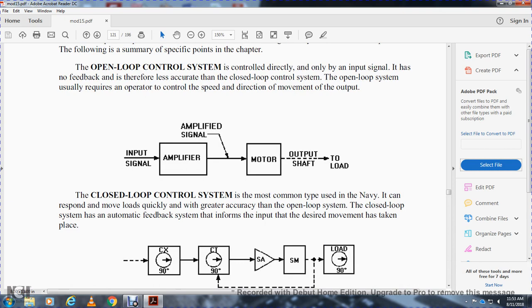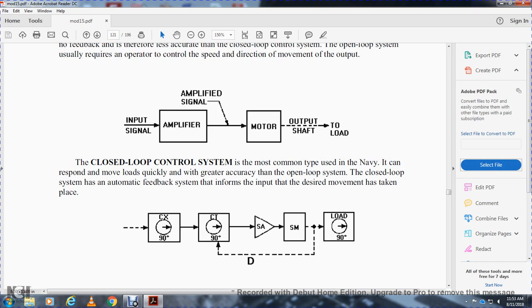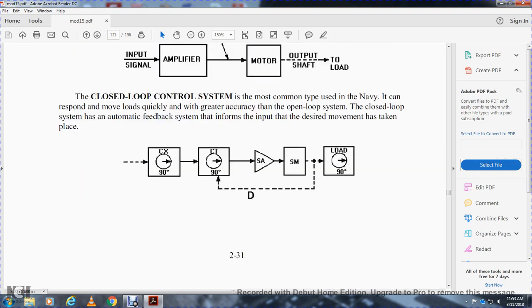Unlike the open loop system, the closed loop system is an automatic feedback system, where the form of the input determines the desired movement to take place. You have your control transmitter with a 90 degree control transformer, going to the stator, servo amplifier, and servo motor, to the load at 90 degrees and back.